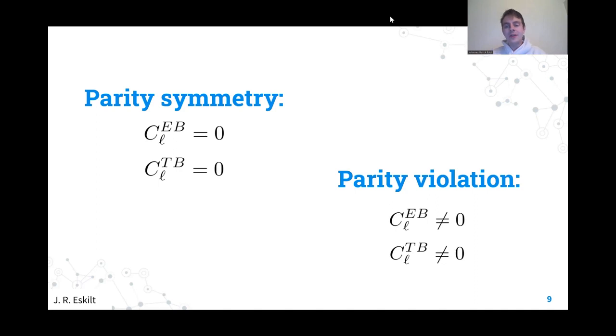So if we have a cosmological model that is parity symmetric like lambda CDM, that means that the EB and the TB power spectra have to be zero. While if you have a cosmological model that is parity violating, that means that these two power spectra can be non-zero. And so throughout this talk, I will mostly be talking about the EB power spectrum and try to measure cosmic birefringence through that. Because if cosmic birefringence is real, that means that the EB power spectrum of the CMB is non-zero.